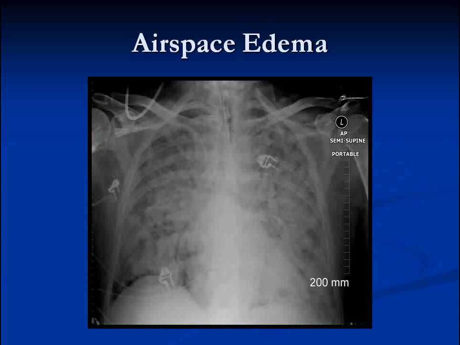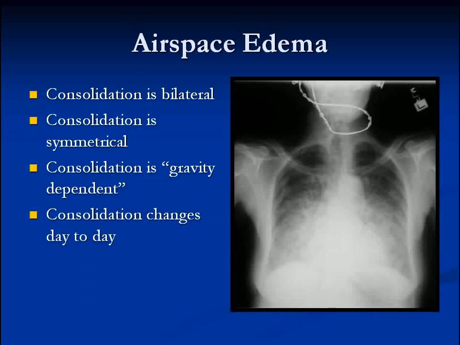Finally, if it progresses too far, we're going to get severe airspace disease, which looks like this. This is a solid lung on both sides, and you can see the branching bronchi into the airspace disease, and this is the air bronchogram we talked about. So, in airspace edema, the consolidation is bilateral, it's symmetrical, and the consolidation is gravity dependent.